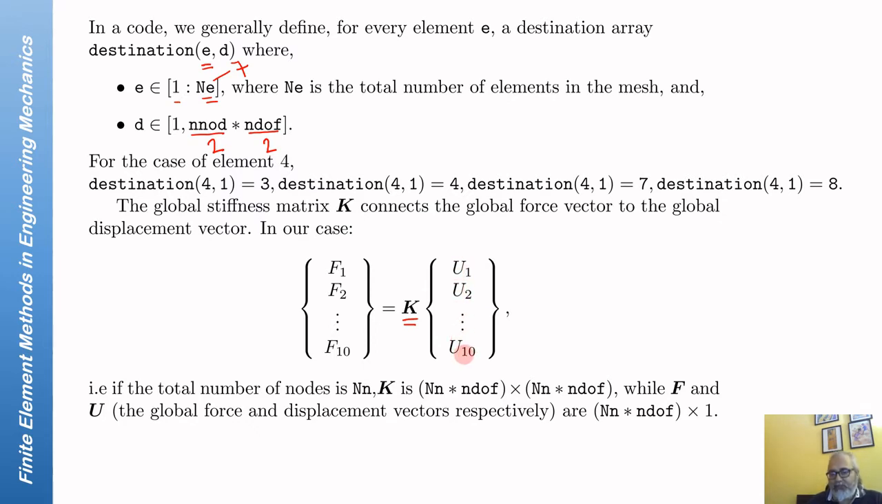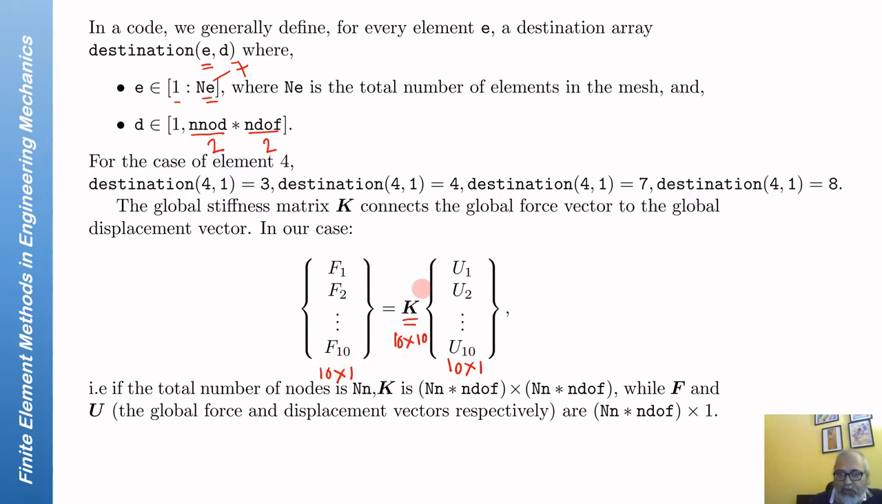These are the 10 degrees of freedom associated with the 5 nodes, and similarly the 10 external forces associated with the 5 nodes, with 2 degrees of freedom per every node. So the global stiffness matrix connects the entire set of 10 degrees of freedom to the entire set of 10 force components. So this is going to be a 10 cross 10 matrix, and this is a 10 cross 1 vector.